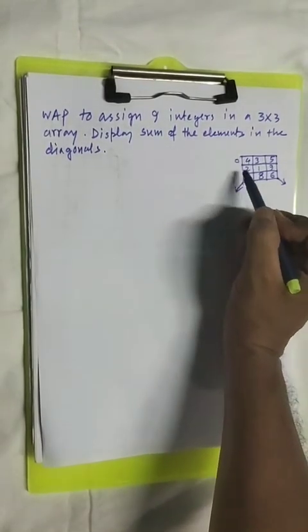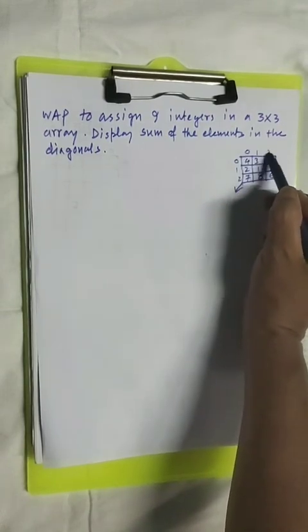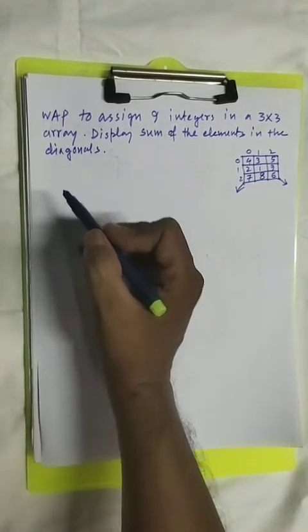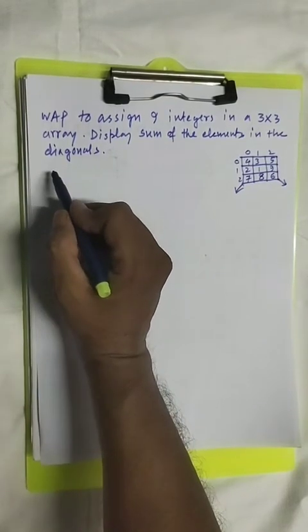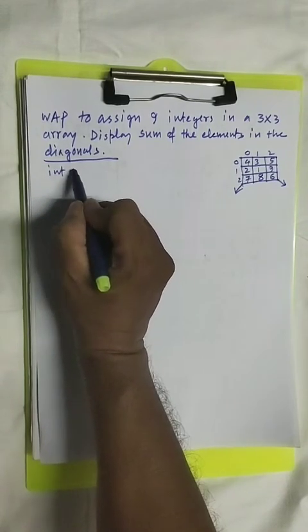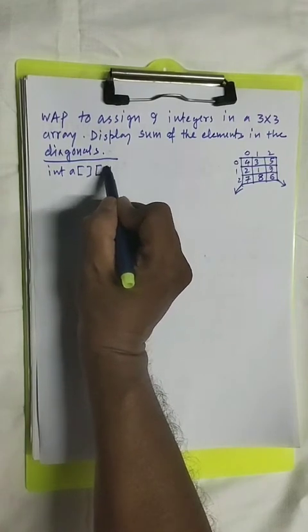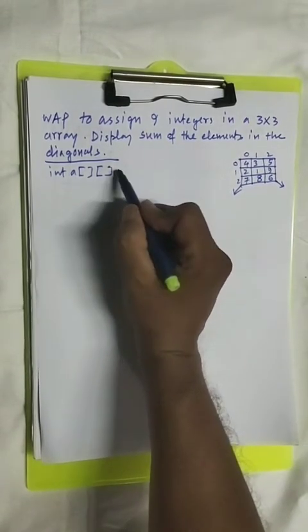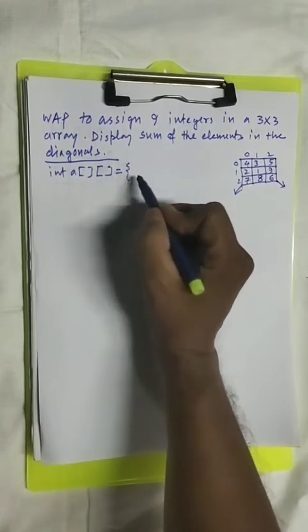Row numbers 0, 1, 2, column numbers 0, 1, 2. Now let us start. I'm not writing all those class, public static, scanner, all those things. I'm just starting from the declaration of the array. Int a, we have to give 2 empty brackets. One is representing row, the other one is representing column. We are going to assign these values.